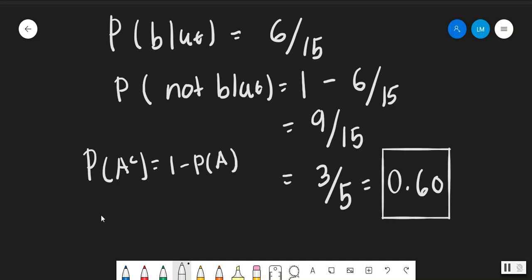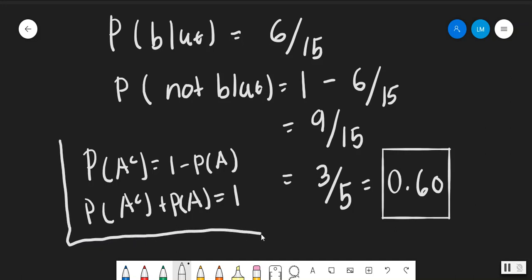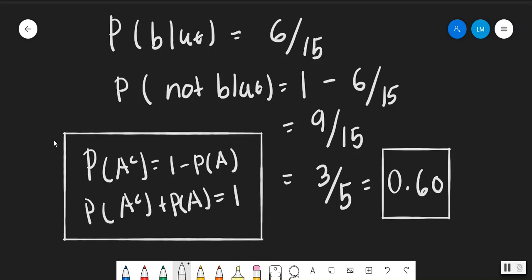Now, one thing that you should note is that the probability of the complement plus the probability of the event A must always equal 1, no matter what. So if I did a survey on how many people own a dog and I found out that 67% own a dog, then naturally I would know that those that do not is 33%. So why is that? Because it has to equal 1 at all times.